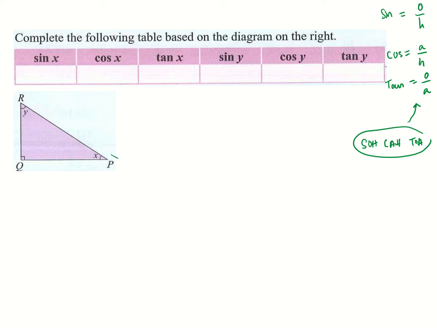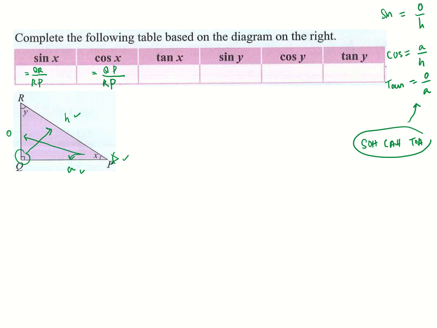So this is our angle x. Straight here is supposed to be the opposite, and this is the adjacent. Opposite to the 90 degrees is the hypotenuse. So sin x: sin is opposite over hypotenuse, so it is equal to opposite, QR, over hypotenuse, RP. Cos x, again this is our angle. Cos x is adjacent, adjacent is QP, over hypotenuse RP.